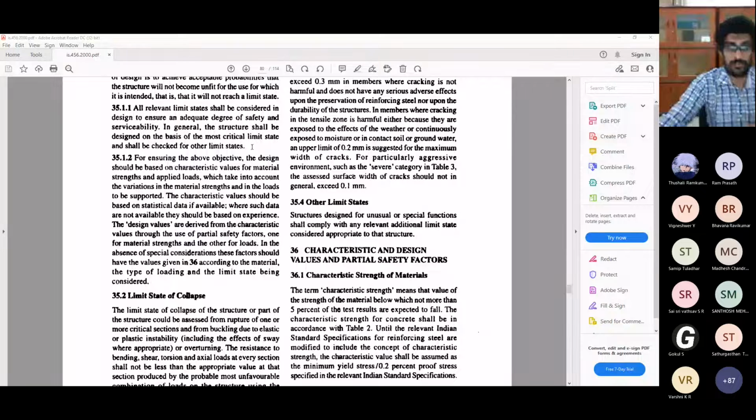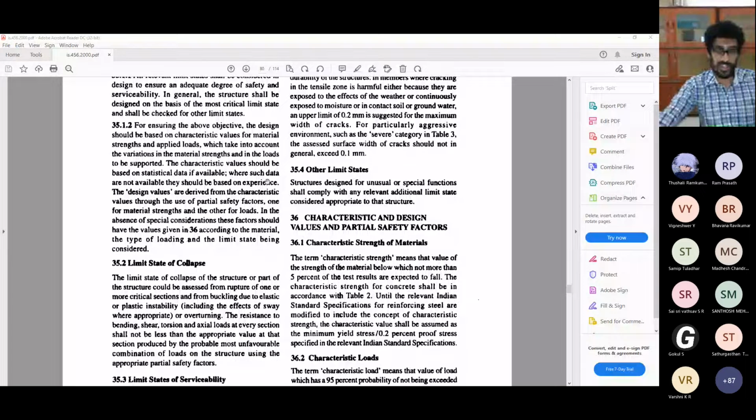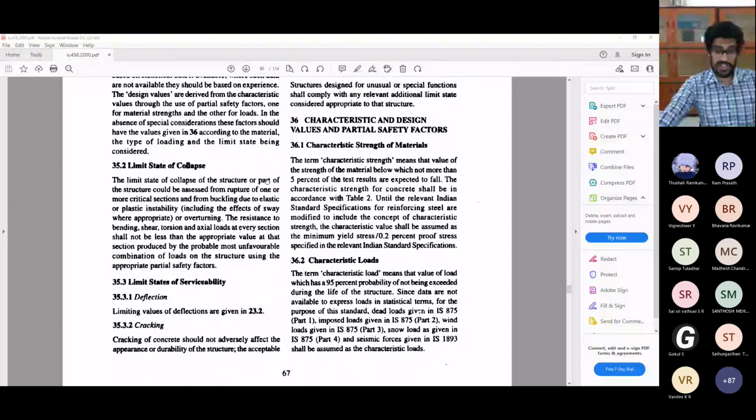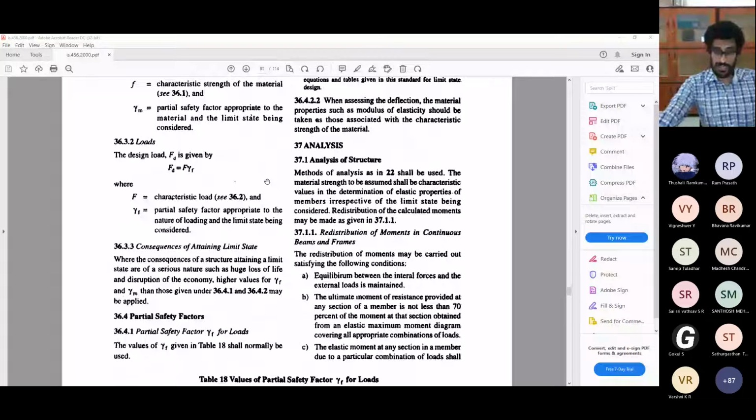Okay. So this table number 19. Okay. So this will give you what is the shear strength of your concrete. It depends on the grade of concrete. It also depends on the percentage of steel that you have. Okay. So we have our details over here.